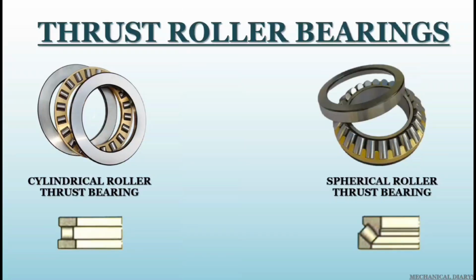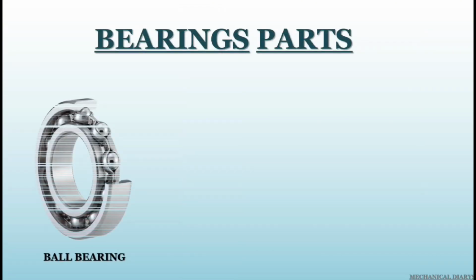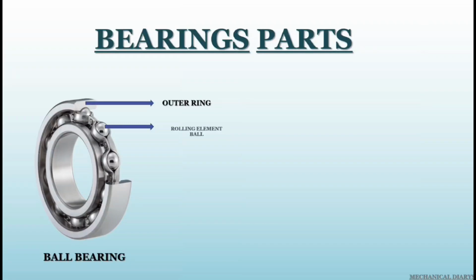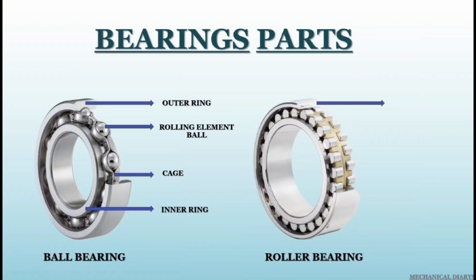I hope everyone knows the basics of bearings. Next we'll see the internal parts of ball and roller bearings. First the ball bearing: outer ring, rolling element, cage, and inner ring. Next, roller bearing internal parts. The parts are the same as ball bearing internal parts, but the rolling element changes.